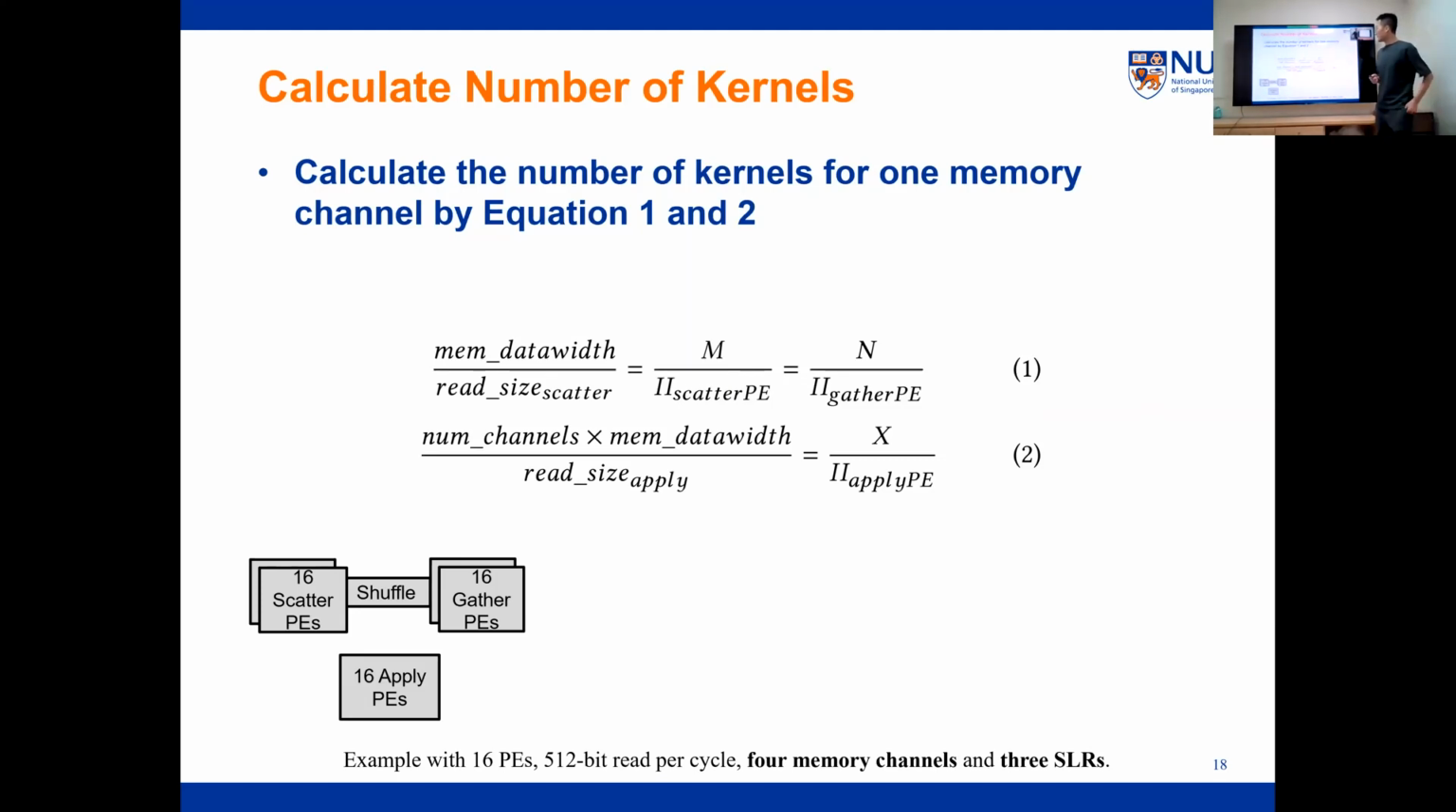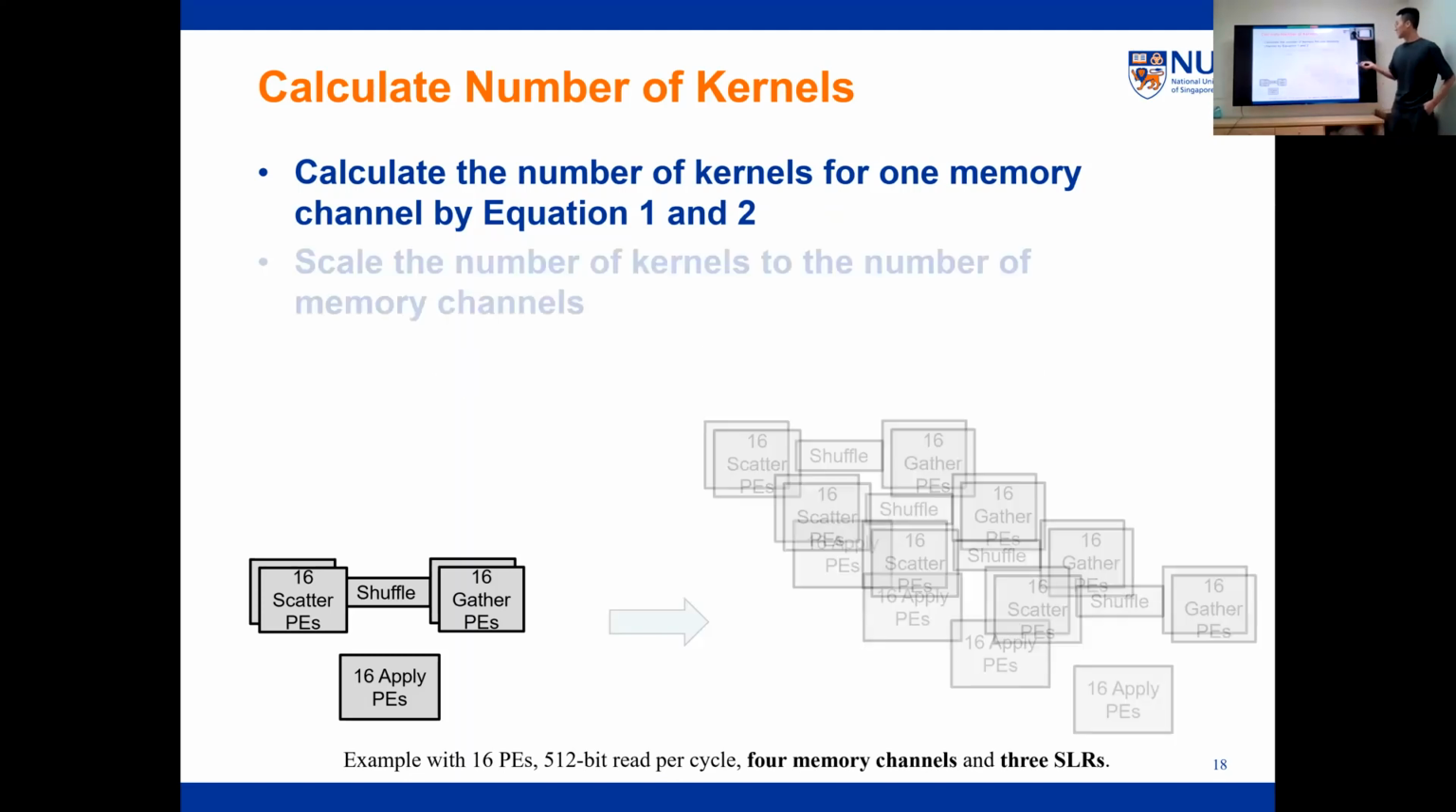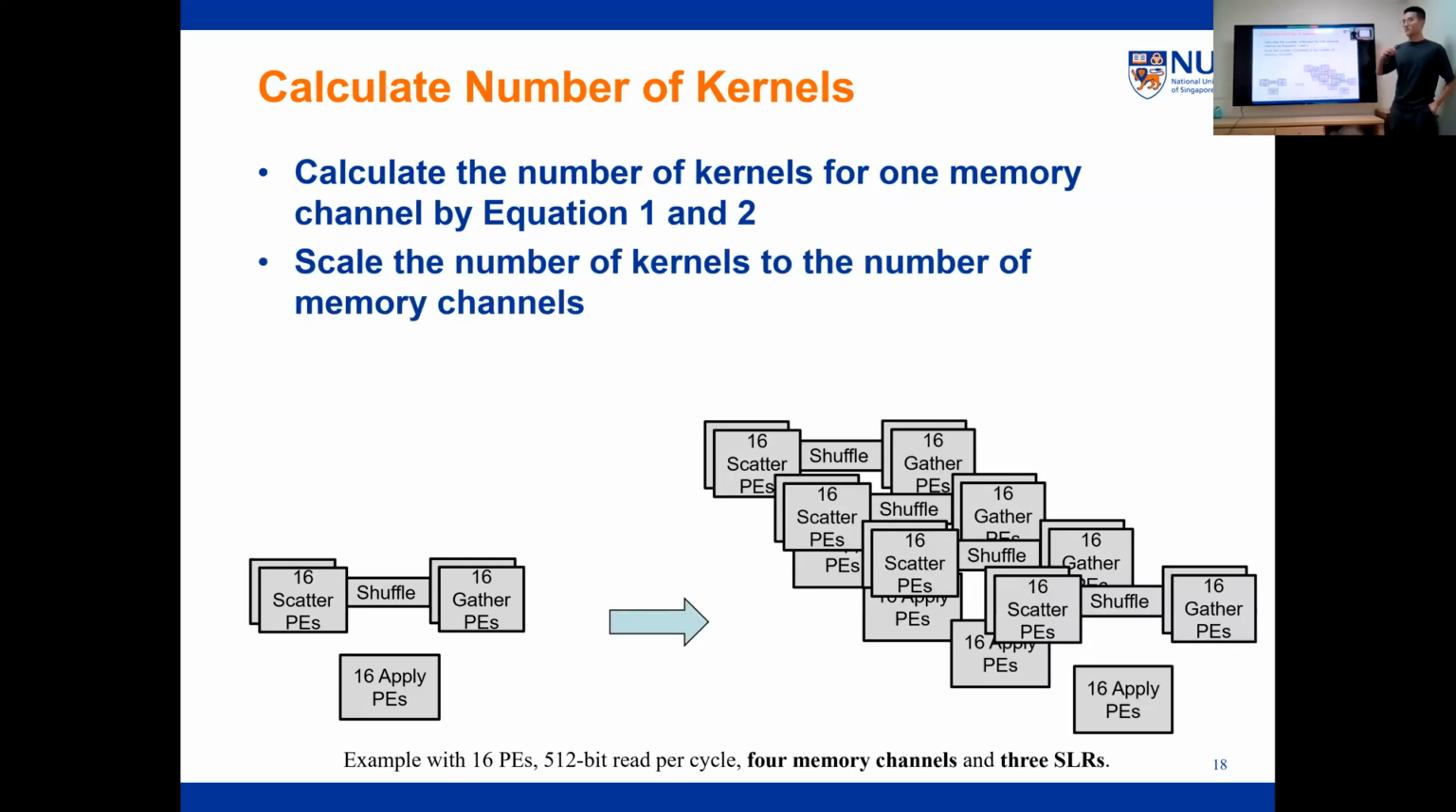In the next step, we just scale the number of kernels to the number of memory channels. Let's say in this example, for one memory channel, we just need 16 gather PEs. Let's assume that. And let's say we have 4 memory channels, then we just duplicate the number of kernels 4 times.